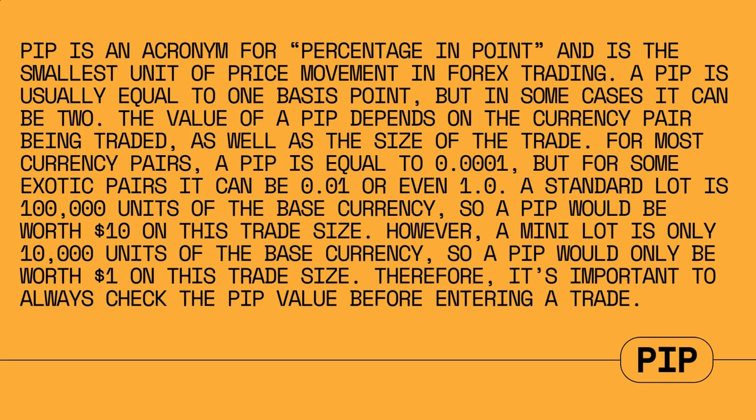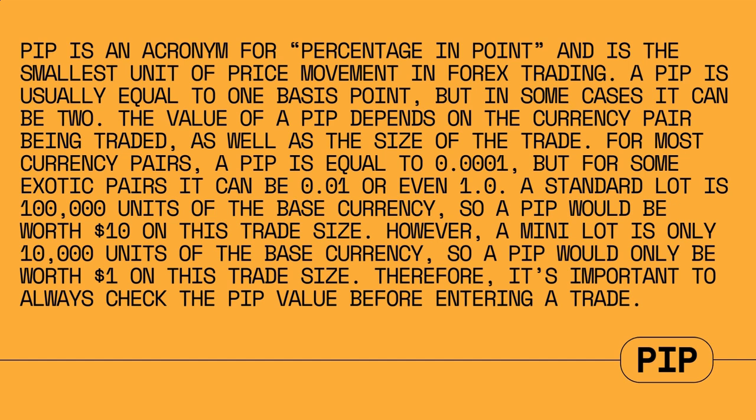PIP. PIP is an acronym for percentage in point and is the smallest unit of price movement in Forex trading. A pip is usually equal to 1 basis point, but in some cases it can be 2. The value of a pip depends on the currency pair being traded, as well as the size of the trade. For most currency pairs, a pip is equal to 0.0001, but for some exotic pairs it can be 0.01 or even 1.0.